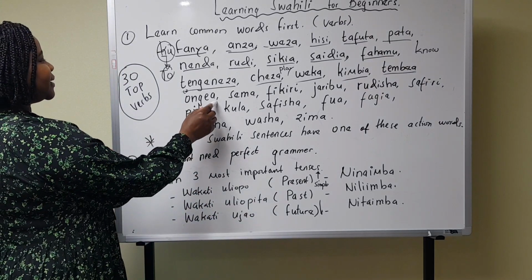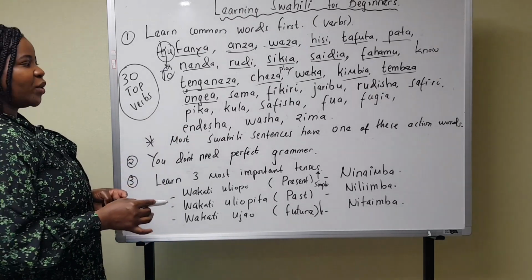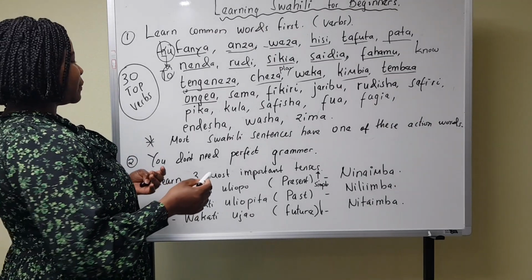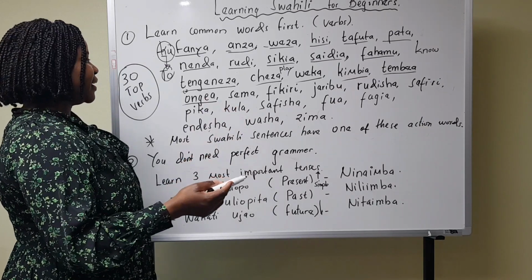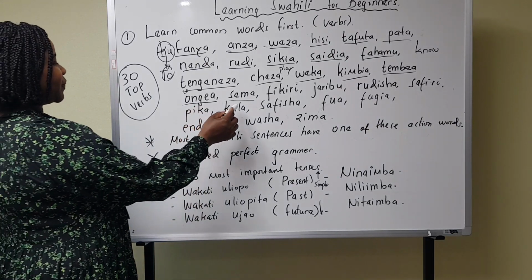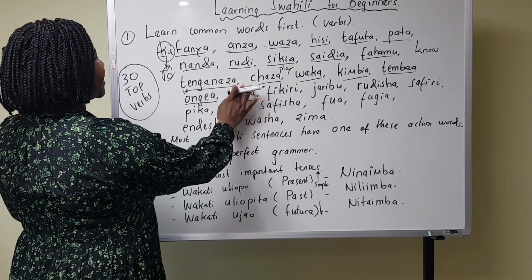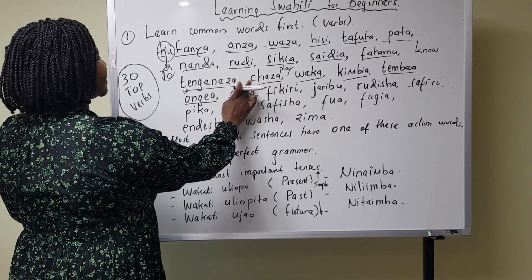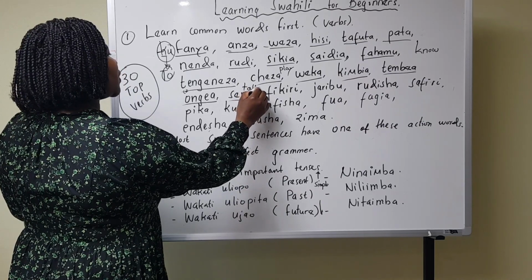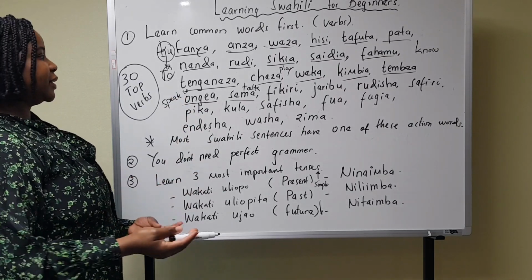And another one is ongea, ongea, which means talk or speak. And another one is sema, sema. So ongea, sema means talk or speak. These ones are the same in Swahili. Okay, they are the same.